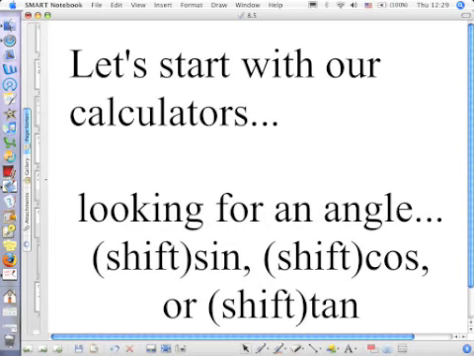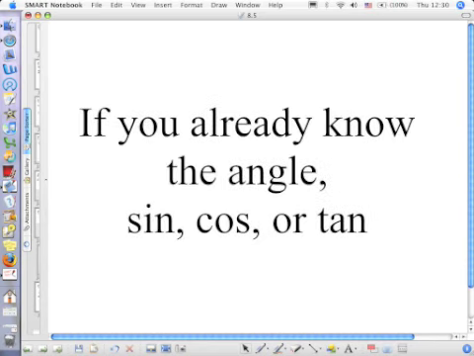Everybody repeat this sentence with me. I'm going to say it first, you say it after. When you're looking for an angle, you hit shift first. If you already know the angle, you don't hit shift first.